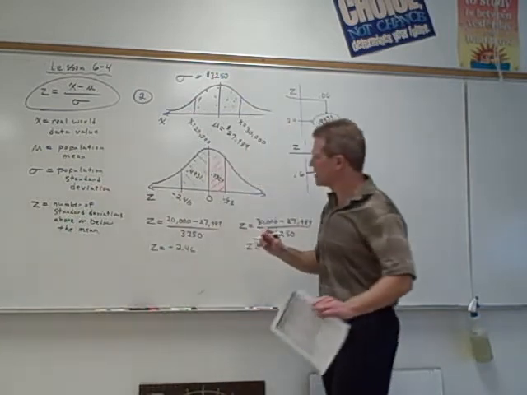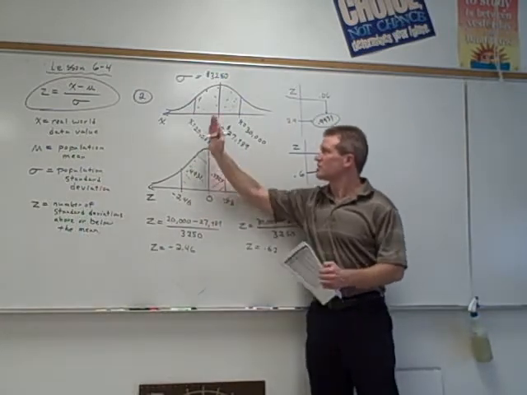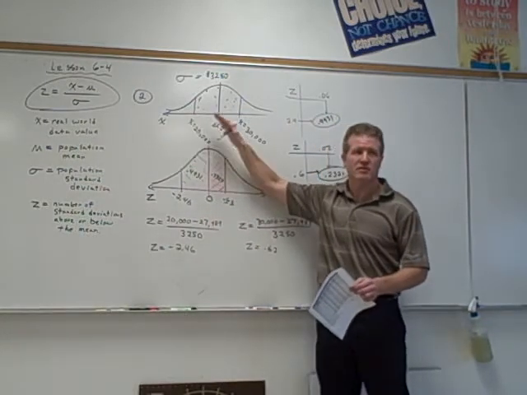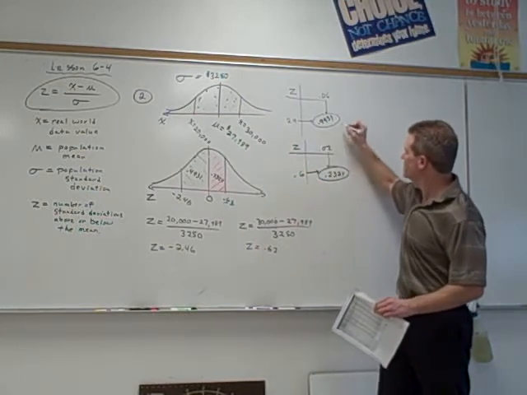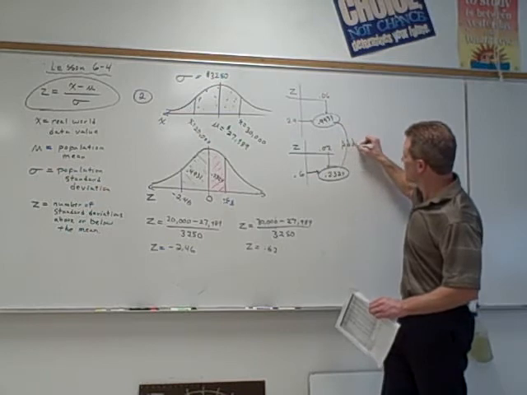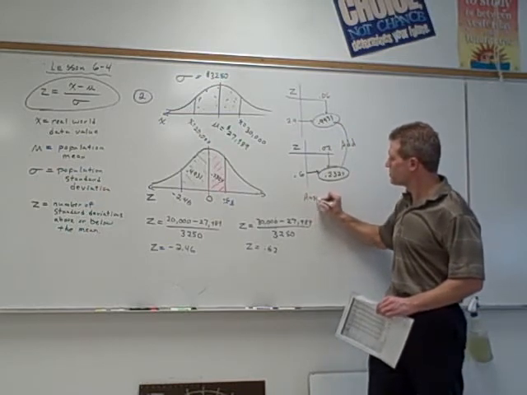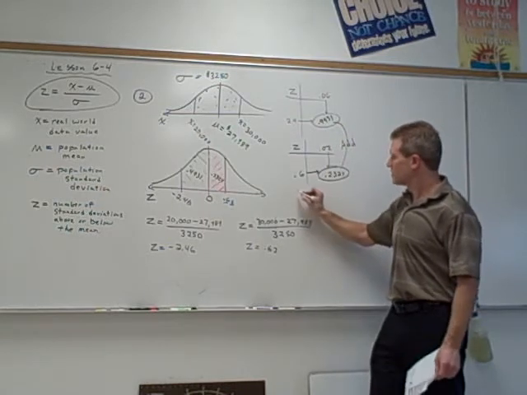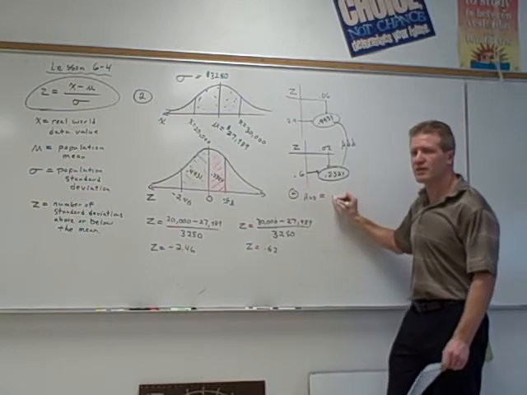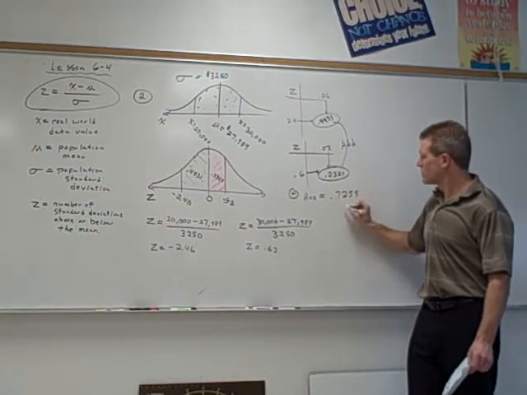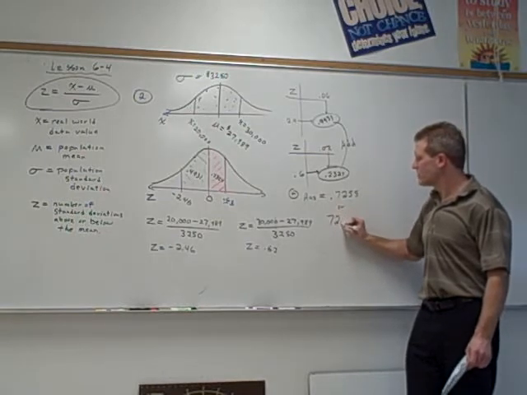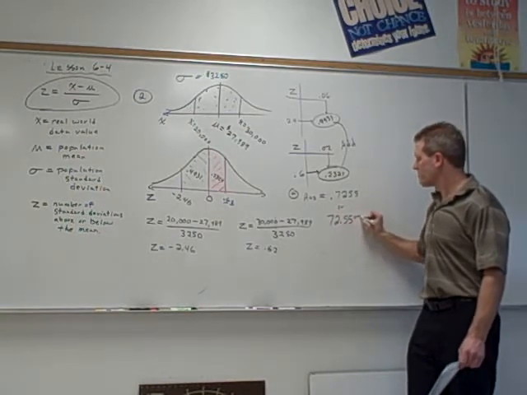So if we add that together, that'll give us the total probability of a teacher having a salary between $20,000 and $30,000. So if we add these together, our final answer for part A is 0.7255. Or about a 72.55% chance.